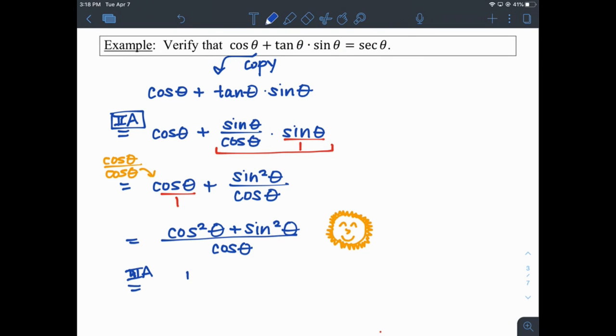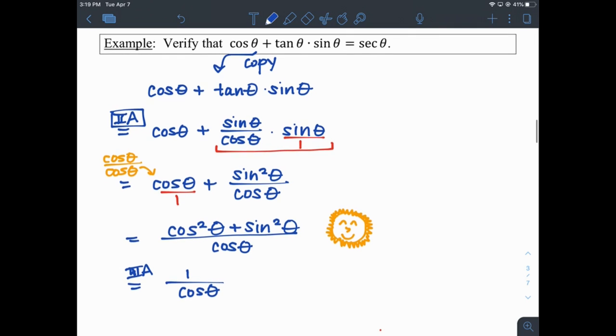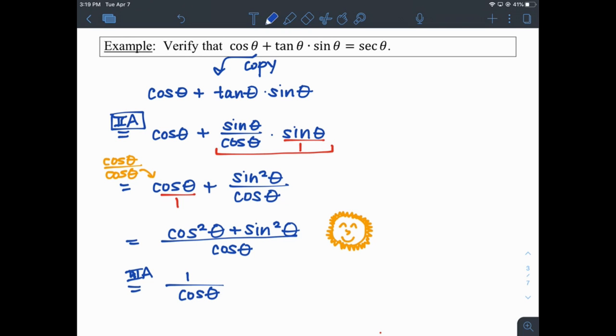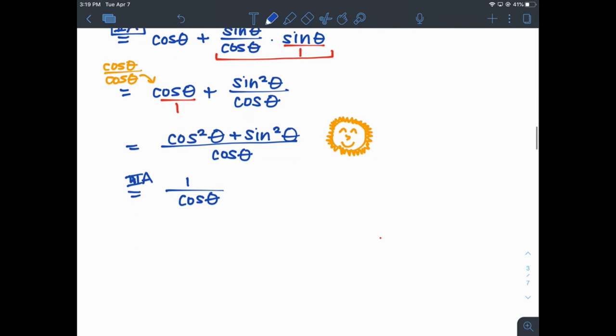The numerator is equal to 1. So then we're at 1 over cosine of theta. That looks pretty darn simplified. The goal is to get to secant, and lucky for us, 1C, 1D, it doesn't matter at all which one you write down. This is equal to secant of theta.